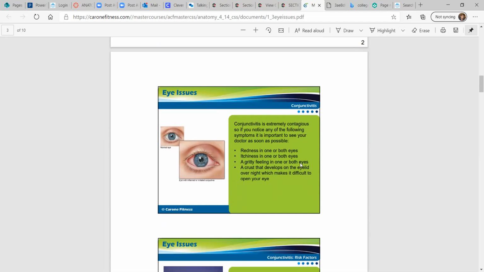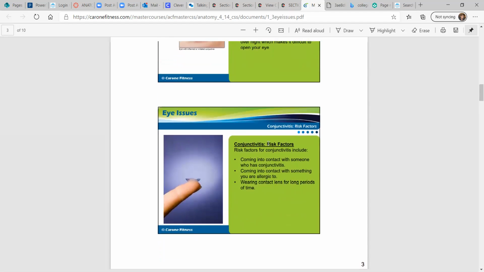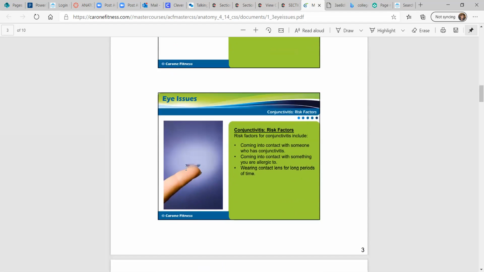If you have redness in one or both eyes, itchiness, a gritty feeling, or a crust that develops on the eyelid overnight, which makes it difficult to open your eye. If you've ever gone to sleep and then woken up with this weird crusty thing over your eye and you can't get up and open your eye, that's a scary feeling, especially if you're half asleep. Yeah, if that happens to you, that's a big red flag that you may have pink eye.